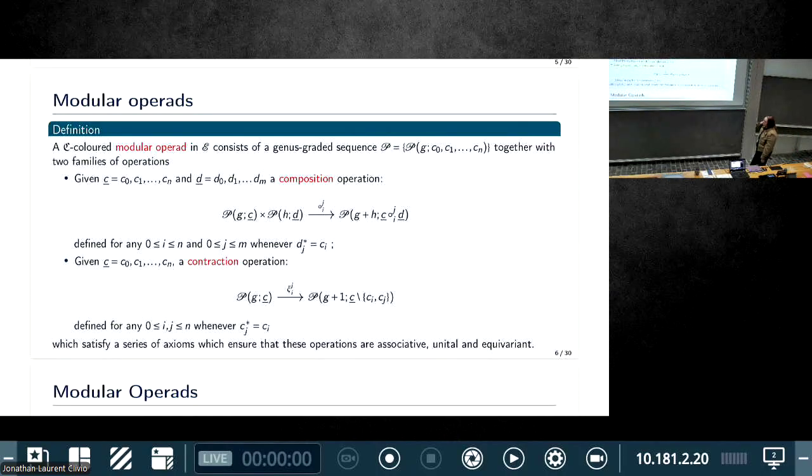All right, so a C-colored modular operad in my base category E is a genus-graded sequence together with two types of operations. I'm going to have a composition where I can glue things together. You should think about this a little bit like function composition. So I'm gluing profiles. If I cyclically permute the entries in D, with the jth position in the front, then I compose it into the ith position in my sequence C, and the genus adds. Of course, this is only defined if D_j dual is C_i.